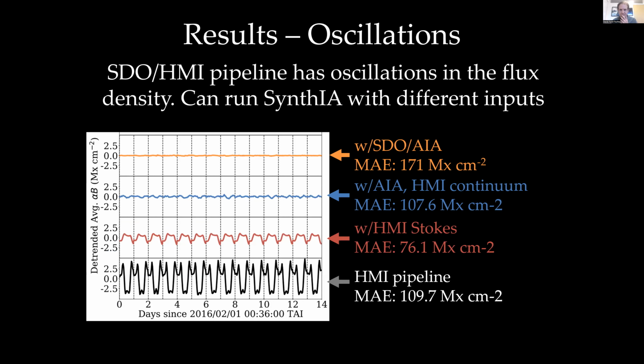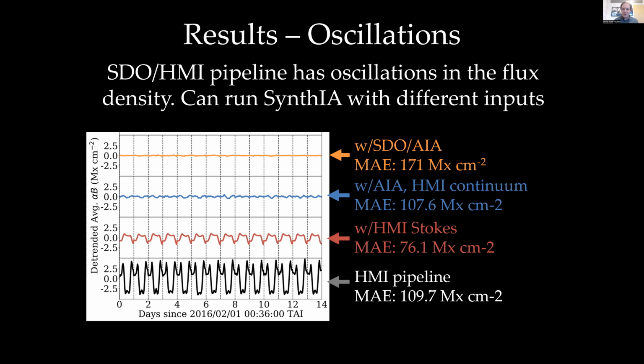There's also other fun stuff. The HMI pipeline has oscillations in all sorts of outputs. And you can actually use different inputs for SynthIA. It's a system where you can go from AIA data to, for example, SP magnetic field strength. You can also add in things like HMI continuum. You can use full Stokes data. You can try different combinations, mix and match inputs, and try to produce the same output.